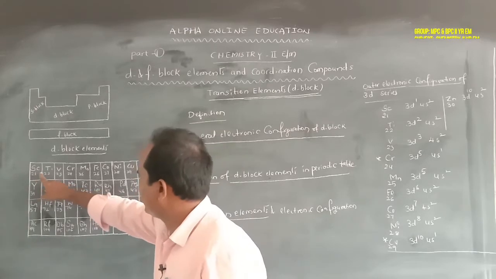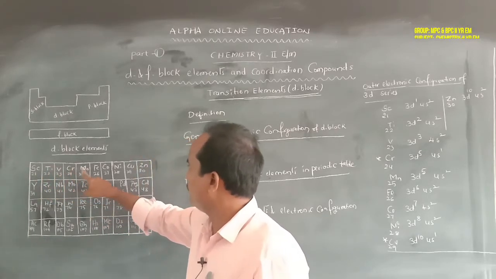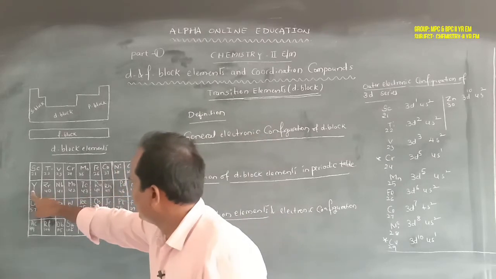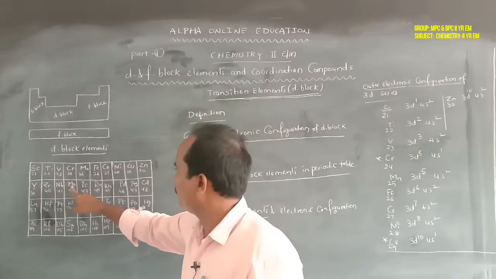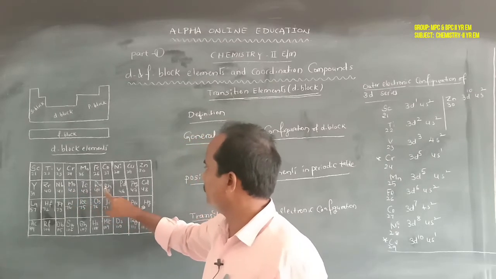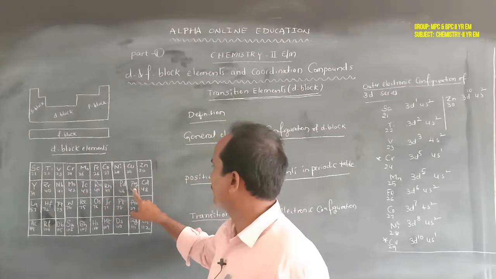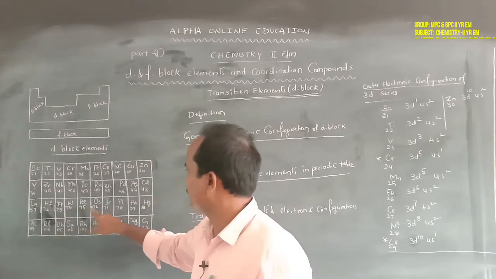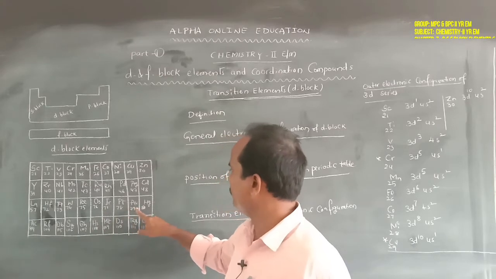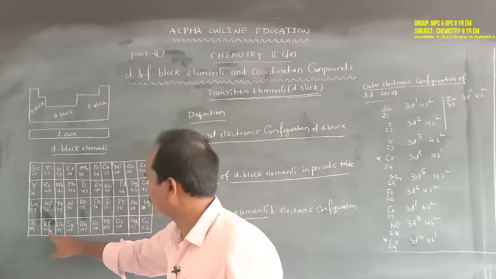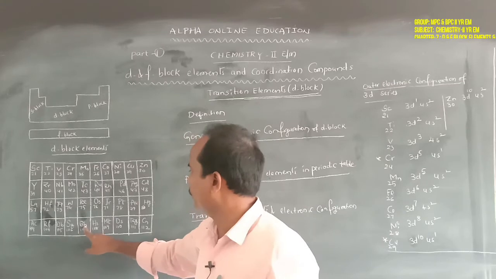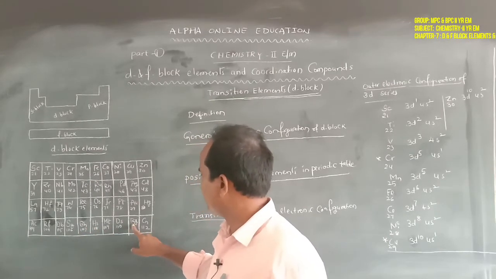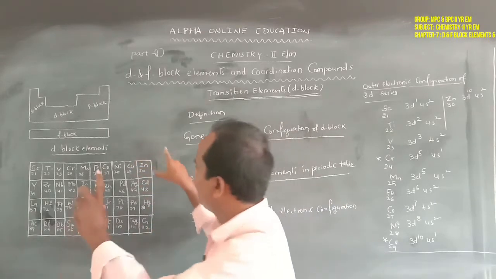Scandium, titanium, vanadium, chromium, manganese, iron, cobalt, nickel, copper, zinc. Then yttrium, zirconium, niobium, molybdenum, technetium, ruthenium, rhodium, palladium, silver. Cadmium, lanthanum, hafnium, tantalum, wolfram, rhenium, osmium, iridium, platinum, gold, mercury, actinium, rutherfordium, dubnium, seaborgium, bohrium, hassium, meitnerium, darmstadtium, roentgenium, copernicium. So these are the d block elements.